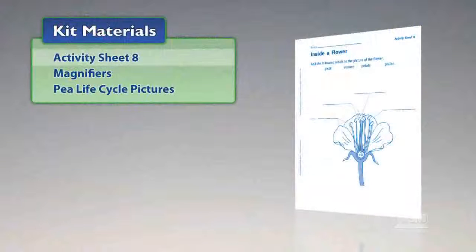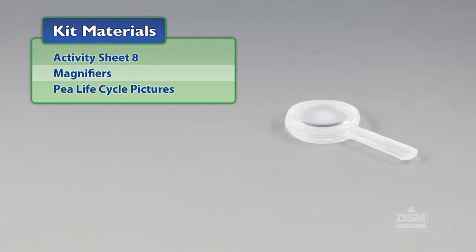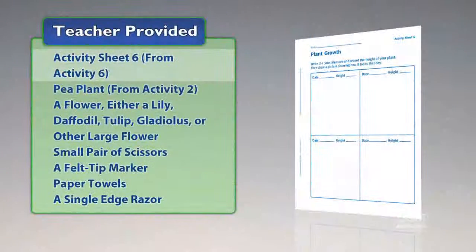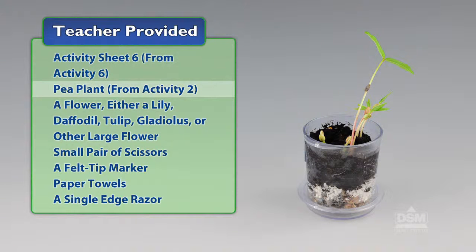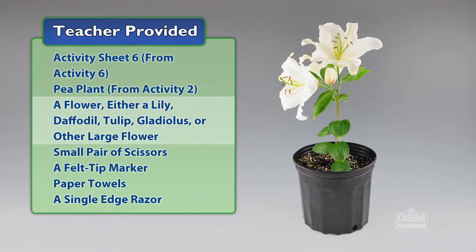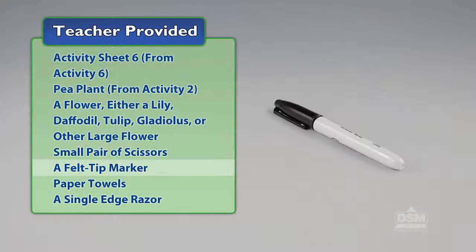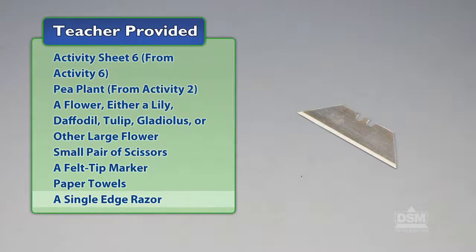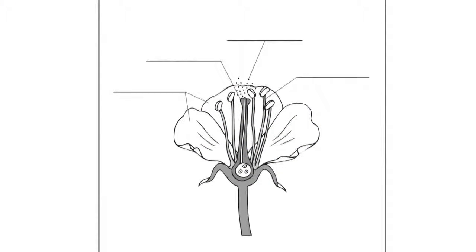You will need the following materials from the kit: Activity Sheet 8, magnifiers, and Pea Life Cycle pictures. You will also need to provide Activity Sheet 6 from Activity 6, pea plant from Activity 2, a flower, either a lily, daffodil, tulip, gladiolus, or other large flower, small pairs of scissors, a felt tip marker, paper towels, and a single-edge razor. To prepare for the activity, make a copy of Activity Sheet 8 for each student.